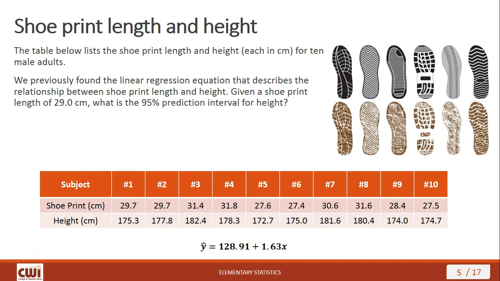Let's go back to our example of shoe print length and height. We previously found that there was a linear regression equation that described the relationship between these two variables. So, if we're given a shoe print length of 29 centimeters, the question we're asked is, what is the 95% prediction interval for height? So here we have our data that we had originally, and we have the regression equation that we found that provides the relationship between our two variables. The question is, what is the 95% prediction interval for the height?